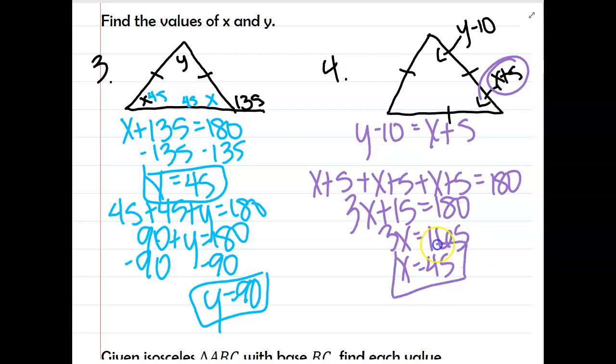So once you have your x, this is where you could use this one right here, right? You know if x is 45, 45 plus 5 would give you 50. Add 10, and you should get y equals 60.